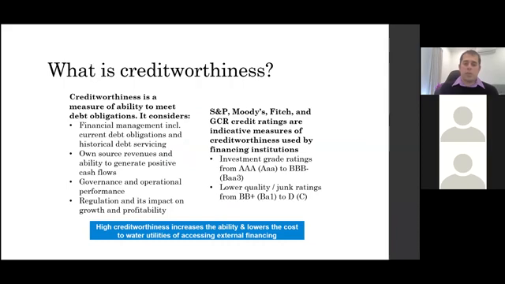So just to run through the definitions that people often use, creditworthiness is a measure of the ability to meet debt obligations. It considers financial management, including current debt obligations and historical debt servicing, own source revenues, the ability to generate positive cash flow, governance and operational performance, regulations, and their impact on growth and profitability.